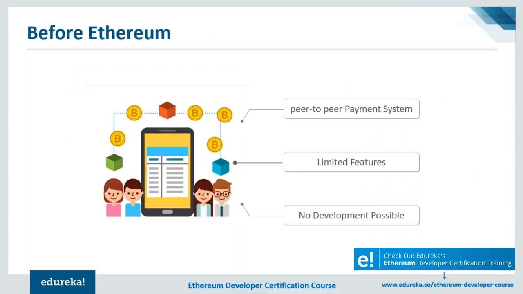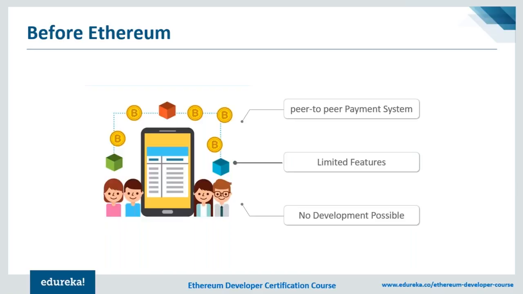Alright, now let's go back to the days when Ethereum was not developed, and Bitcoin was the only ruling decentralized application running on a blockchain. So before the creation of Ethereum, blockchain applications were designed to do a very limited set of operations. Bitcoin and other cryptocurrencies, for example, were developed exclusively to operate as a peer-to-peer digital currency.